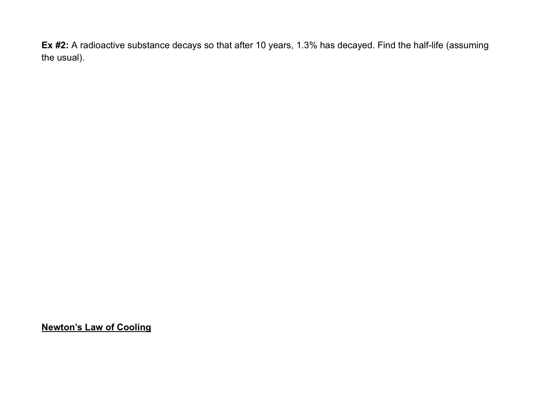A radioactive substance decays so that after 10 years, 1.3% has decayed. Find the half-life, assuming all the usual things that we assume. Okay, so first thing, we know the rate at which the substance is decaying is proportional to the amount at a certain time. And we're going to say the amount at time 0 is A0.